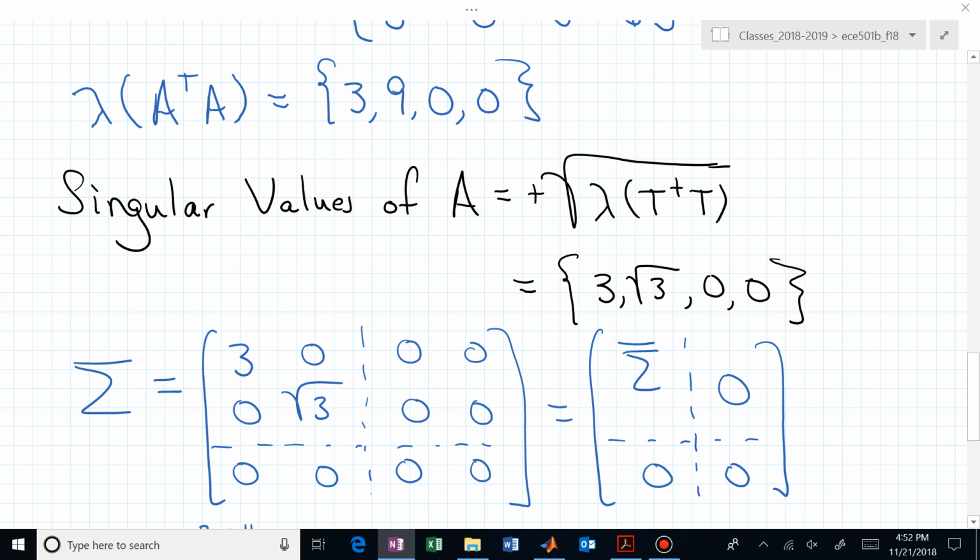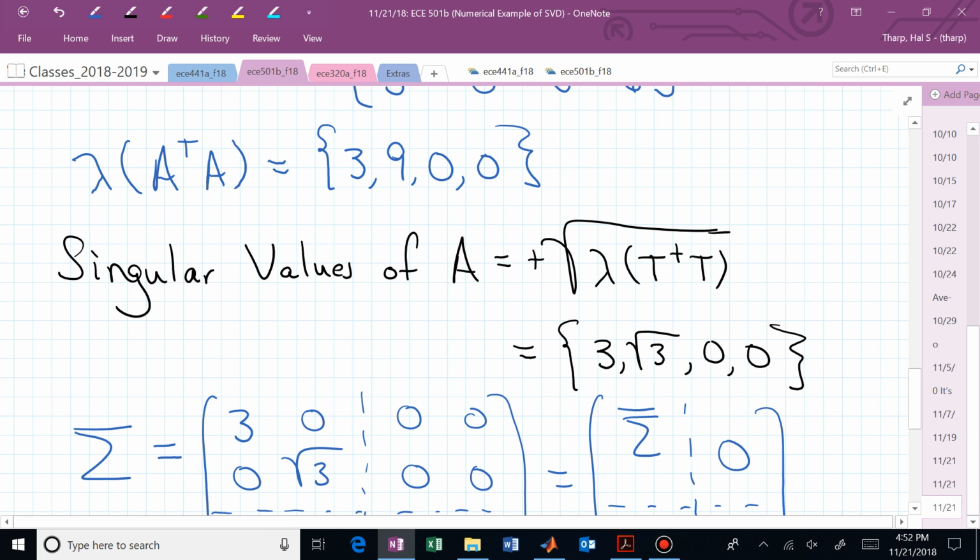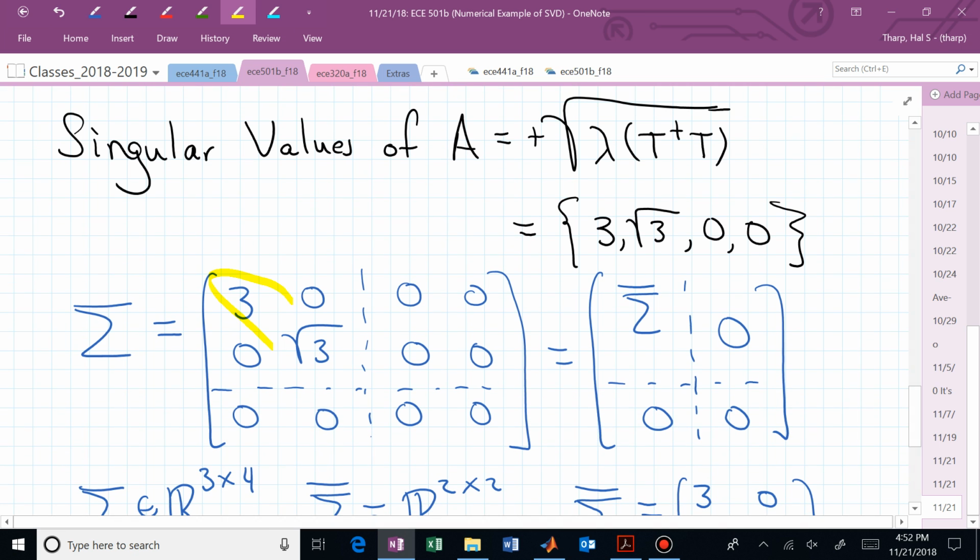We can now use that to create this 3 by 4 rectangular matrix that's diagonal, putting the largest singular value first and then descending in size in singular values along the diagonal. Here is our diagonal, and we need to now pad zeros onto those diagonal entries in order to produce the sigma having the correct dimensionality, which we know needs to have 3 rows and 4 columns.